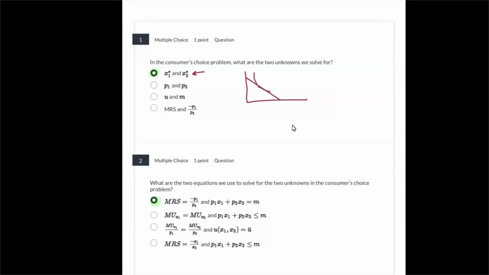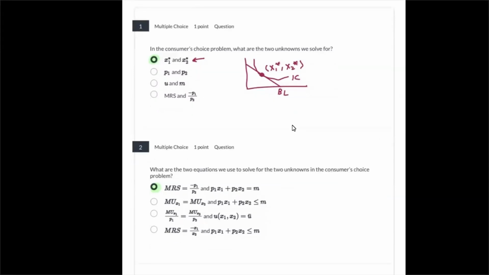Geometrically, what we're thinking about is, of course, this is the indifference curve, this is the budget line. We're looking for this bundle, and that bundle is x1 star, x2 star, and that's the most preferred bundle out of the consumer's budget set, one that gives them the highest utility.